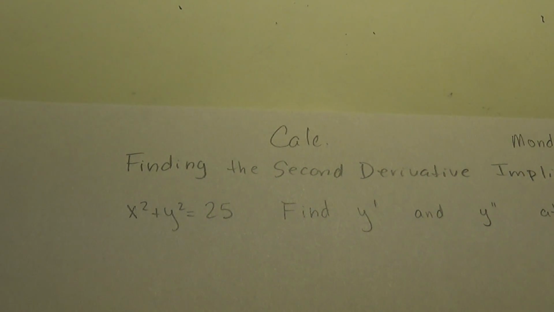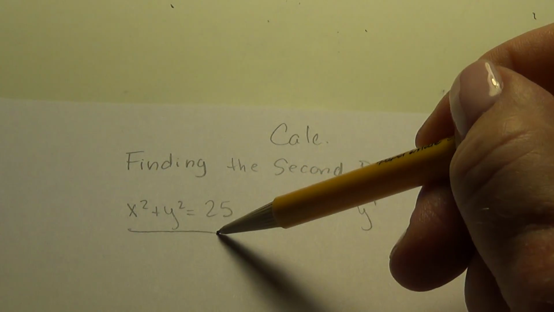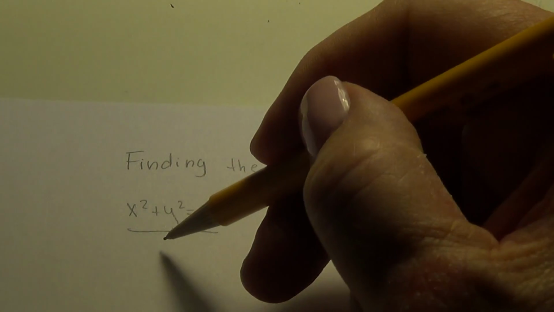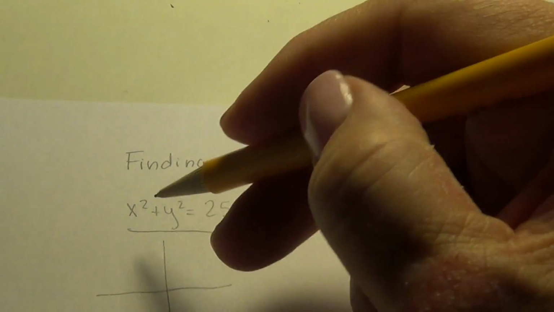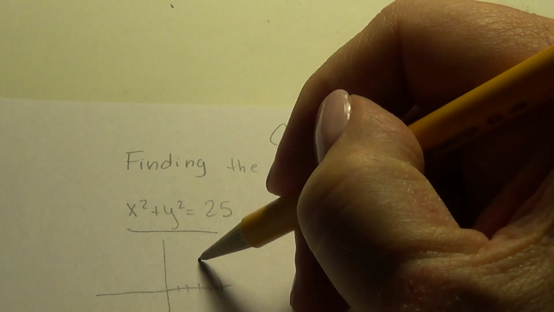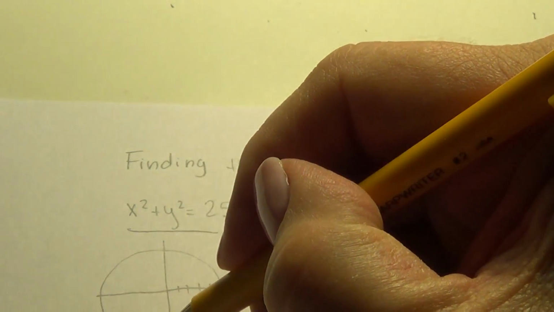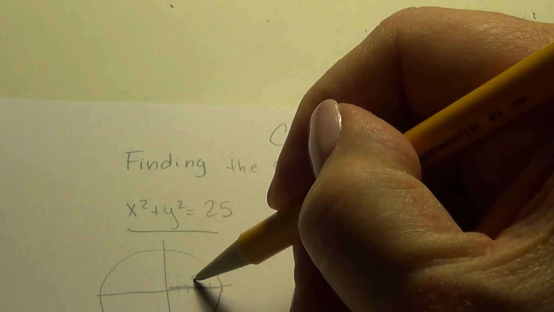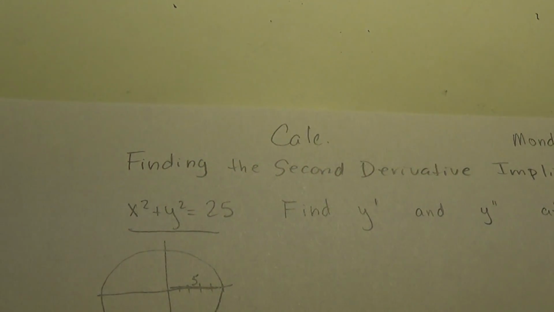Alright, so the problem I'm going to discuss is x squared plus y squared equals 25. You should know how to graph that without a calculator. It's a circle and the radius is 5. It's my awful rendition of a circle of radius 5.